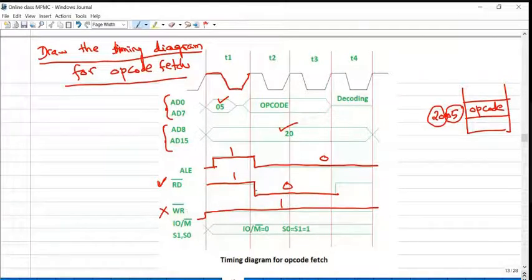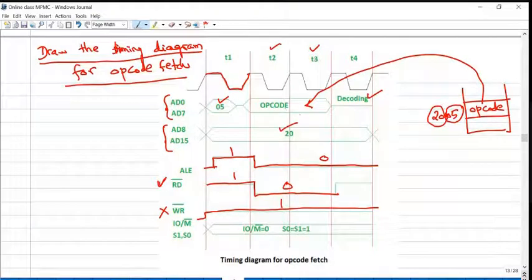At the starting of the second clock pulse, the read control signal is generated by the microprocessor. When read equals 0, the read operation will be enabled. Then this opcode will be placed on the data bus AD0 to AD7 during the T2 and T3 clock pulses. Then the T4 clock pulse is necessary for the microprocessor to decode the opcode, what kind of operation it is.